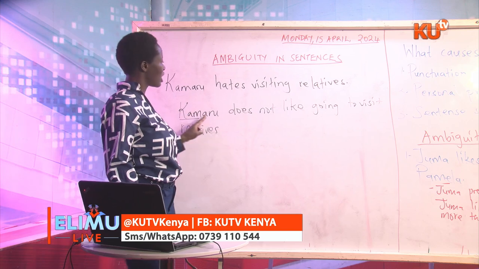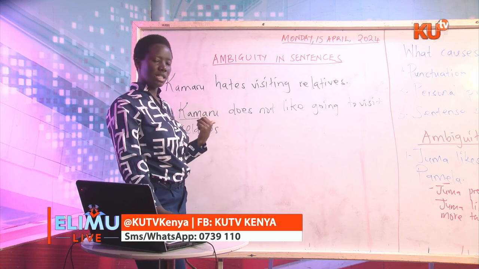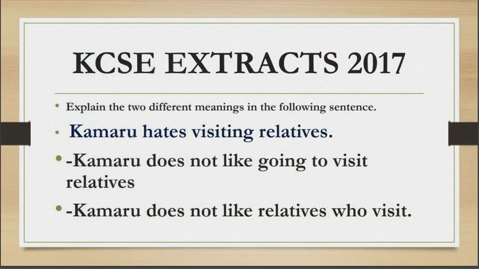So let us look at the first answer. The first answer was, Kamaru does not like going to visit relatives. Kamaru is the subject here, and he doesn't like the act of leaving his house and going to visit relatives. The sentence is so clear, and so it is not ambiguous. Then the second answer is, Kamaru does not like relatives who visit.